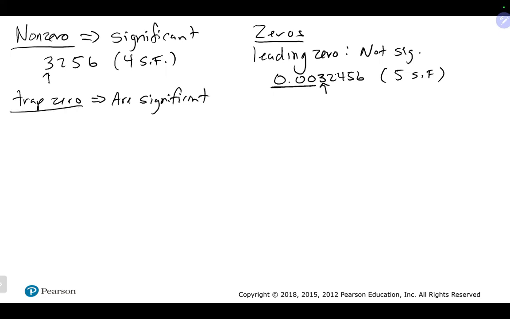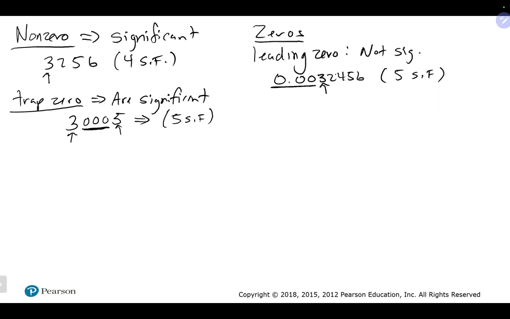So any zero that's really trapped between 2 non-zero numbers will be significant. So if we had 30005, once again, we would start counting here at the 3. And all these zeros are trapped between non-zero numbers, so they're significant. And then our 5 obviously is a non-zero at the end, so that would be significant as well. That looks like 5 significant figures in this case. Questions on that there?